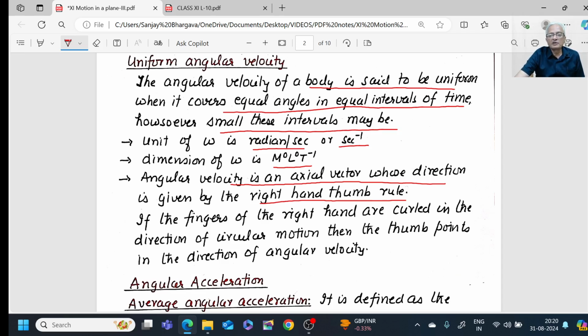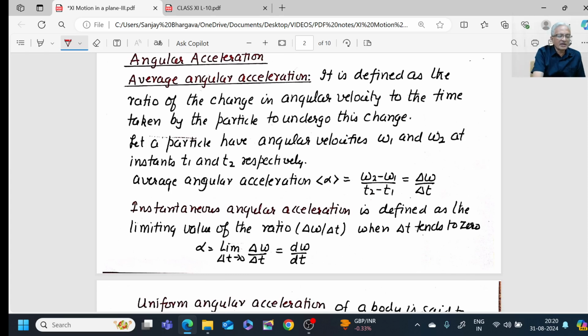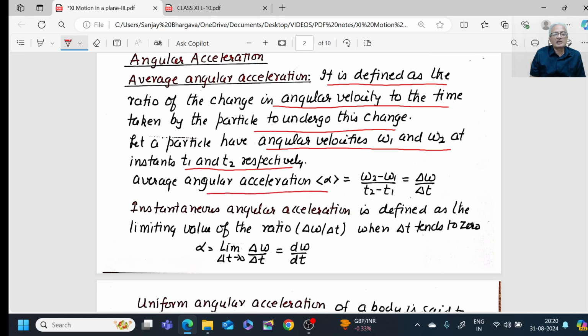Another variable of circular motion is angular acceleration. Once again, we will be defining average angular acceleration and the instantaneous angular acceleration. How do we define average angular acceleration? It is defined as the ratio of change in angular velocity to the time taken by the particle to undergo this change. Let a particle have angular velocity omega 1 and omega 2 at the times t1 and t2 respectively. So we define average angular acceleration as change in angular velocity, omega 2 minus omega 1, in the time interval t2 minus t1, which can be written as delta omega by delta t.